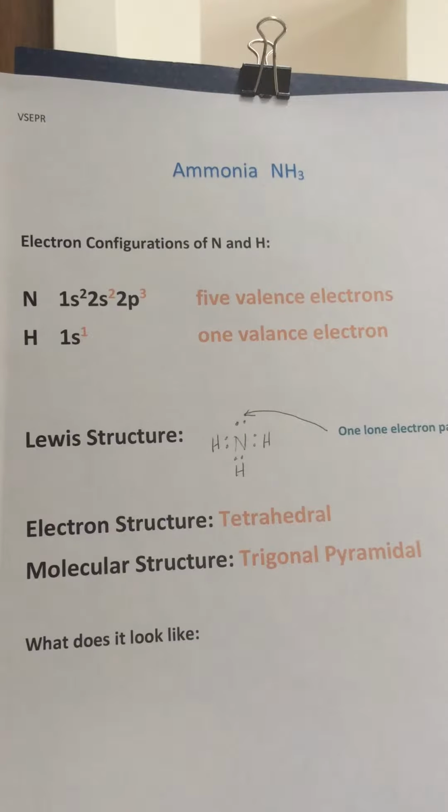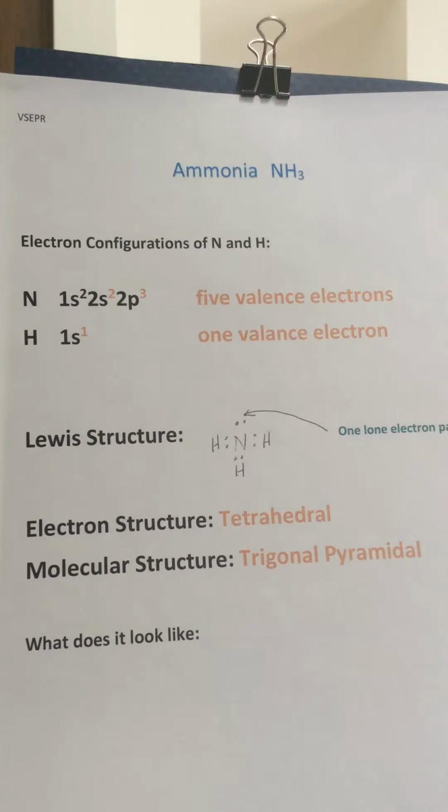Okay, so we've just looked at methane. Now let's look at the molecule ammonia, which is NH3. And like we did with methane, we're going to start out by looking at the electron configuration of the atoms that make up NH3, nitrogen and hydrogen.